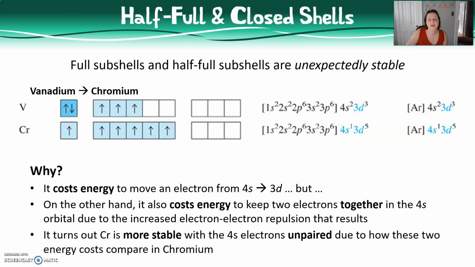Finally, note that there are a couple of exceptions that occur for chromium and copper within the d block due to the unexpected stability of full subshells and half-full subshells. I point this out because you might encounter chromium or copper on the homework, but I will never test on these odd exceptions as they are really the focus of different higher level chemistry courses.